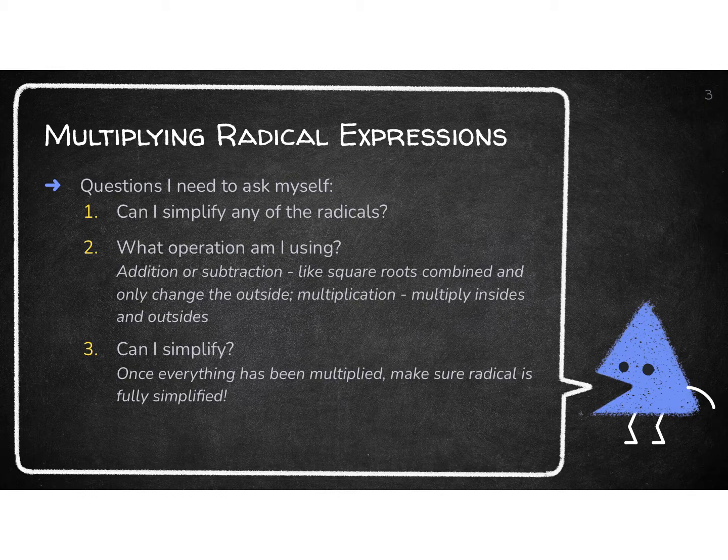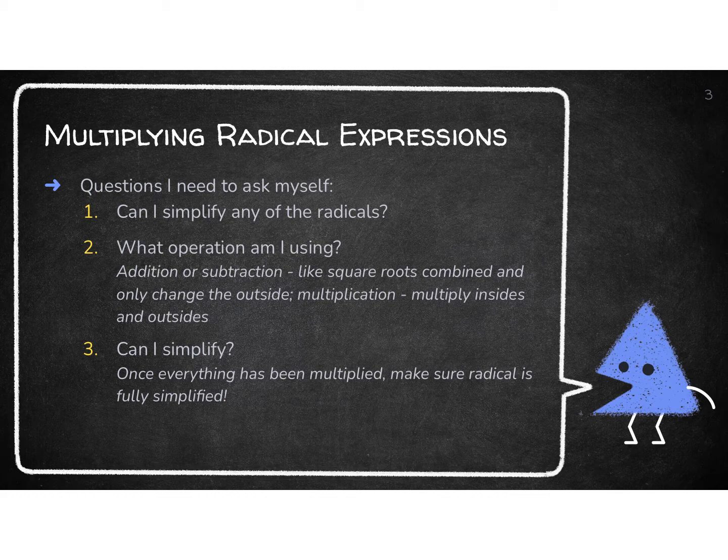Here are the steps that we're going to take when we're multiplying radicals. The first thing is similar to adding and subtracting radicals: you still want to simplify if possible. Then you look at what operation you are using. Are you adding and subtracting, so that's when we're combining only the outside numbers, or are you multiplying? Now, here's the new thing with multiplication. If the sign says to multiply, you're going to multiply the insides and you're going to multiply the outsides.